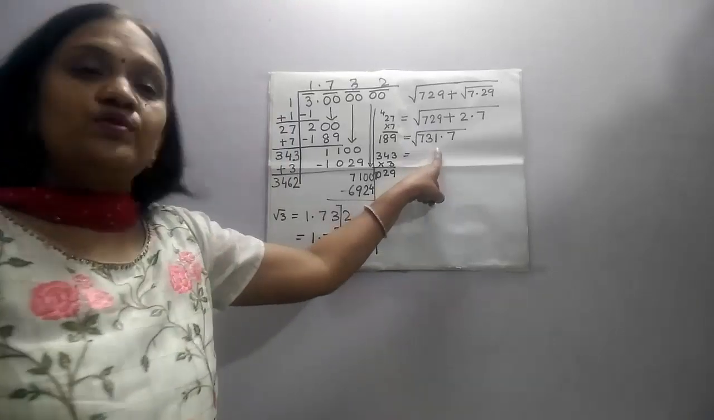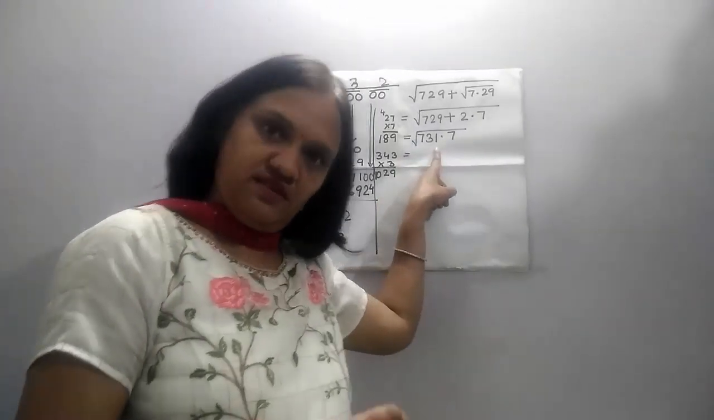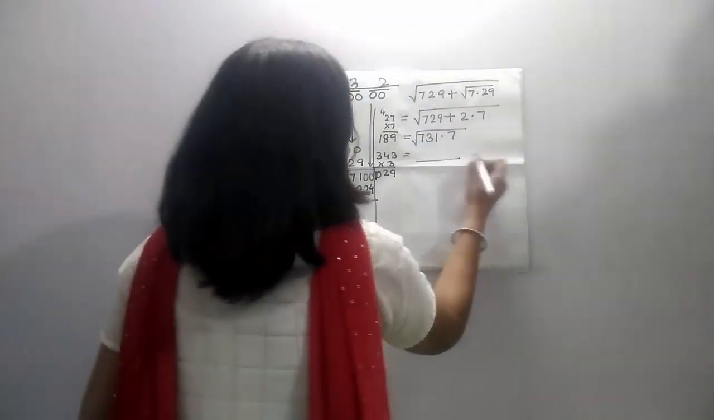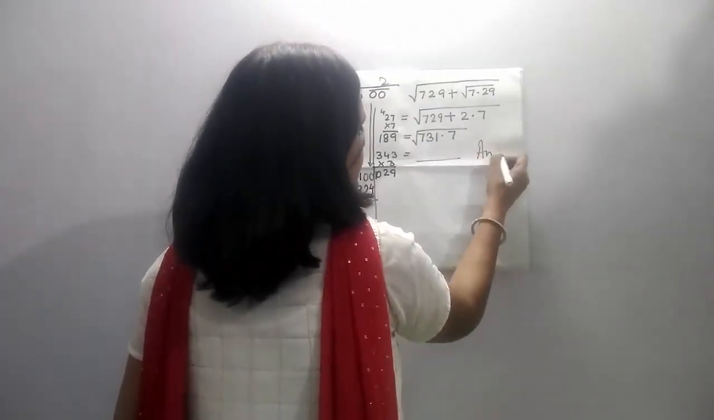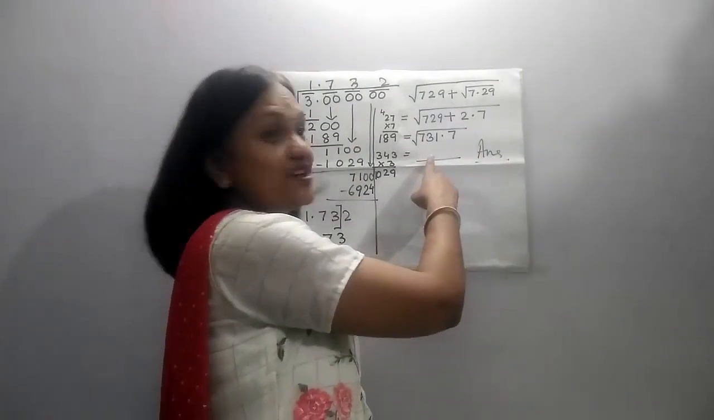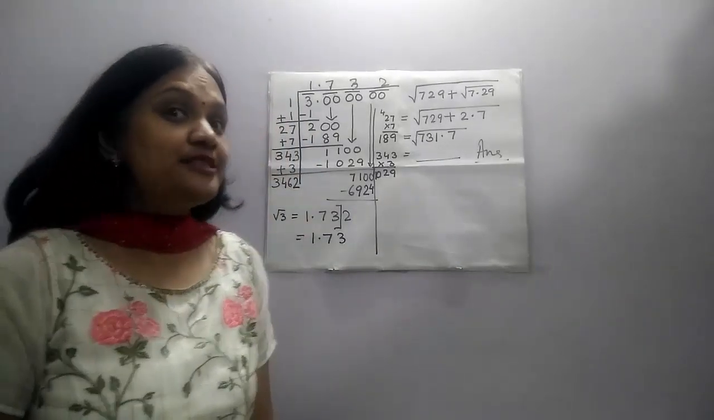This answer you can find out by long division. Okay? So, do this for homework. Okay, can you calculate this square root of 731.7?